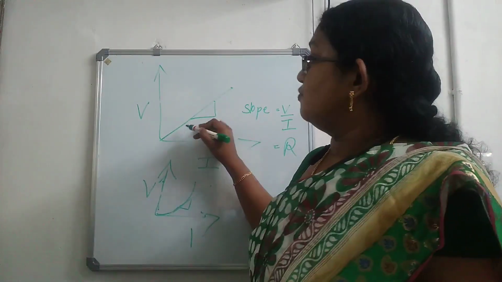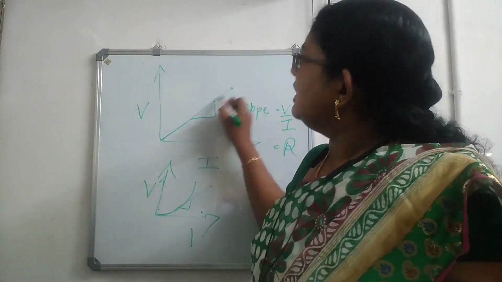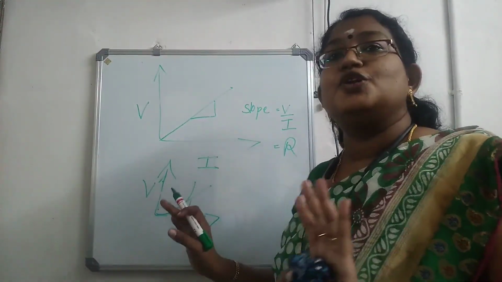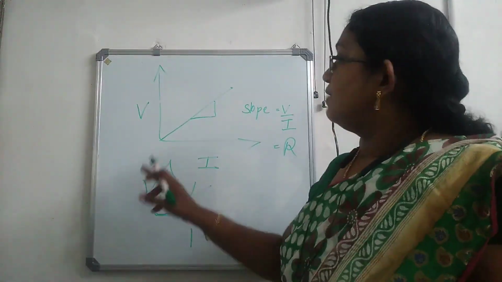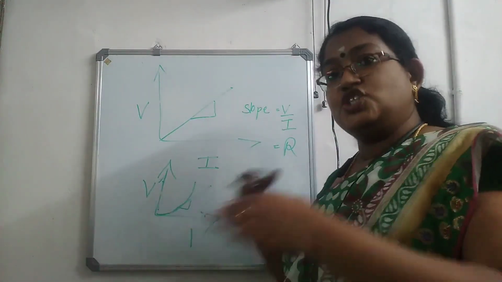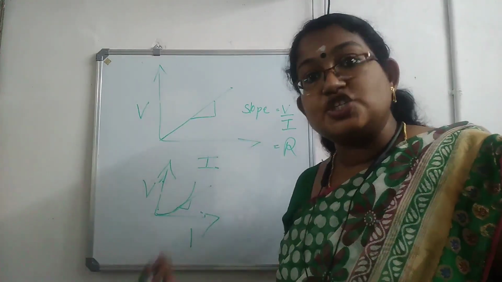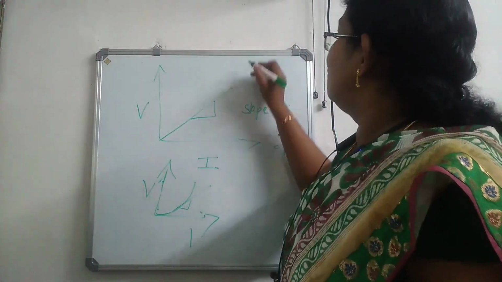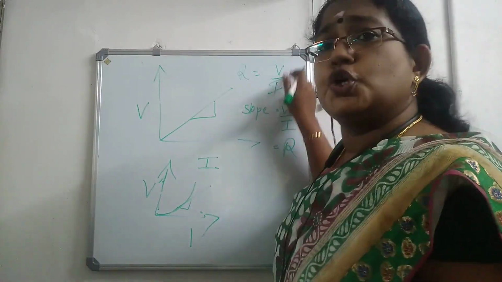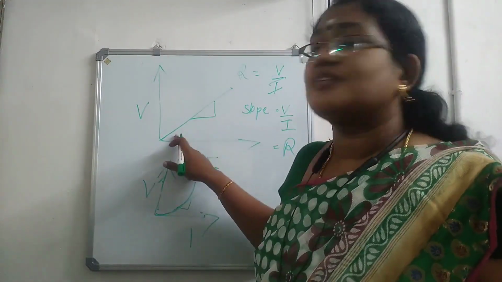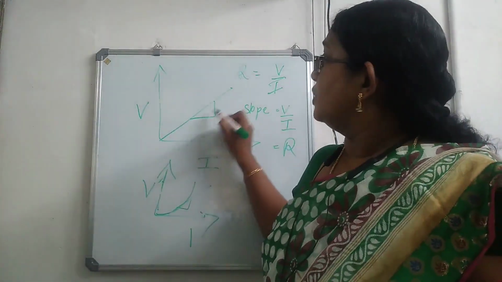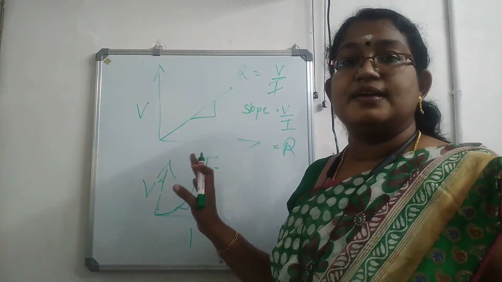But in this case, if you construct a triangle anywhere on the straight line graph, everywhere you will get the value of R as constant. Why? Because V is directly proportional to I. As I changes, V also will change. So what is the equation for R? R is equal to V by I. So in all the cases, the value of R will be the same. In the case of ohmic conductors, at any point V by I will be the same.